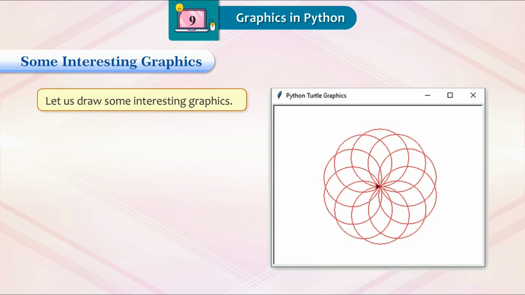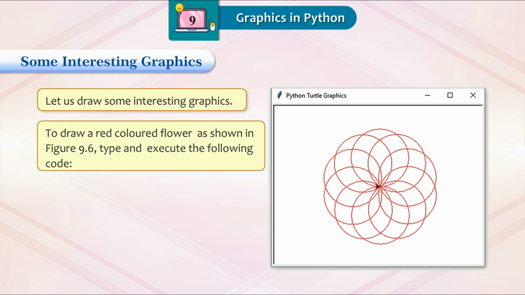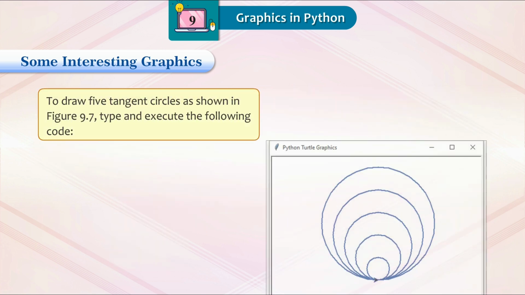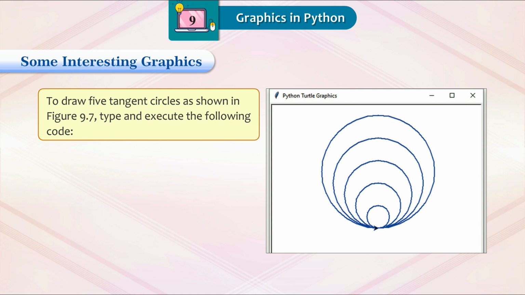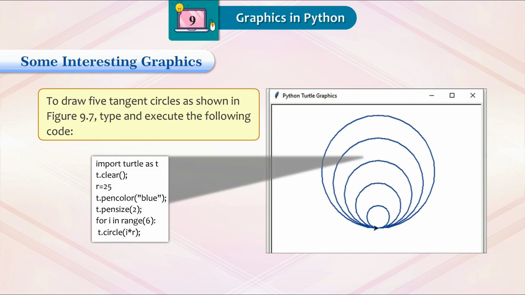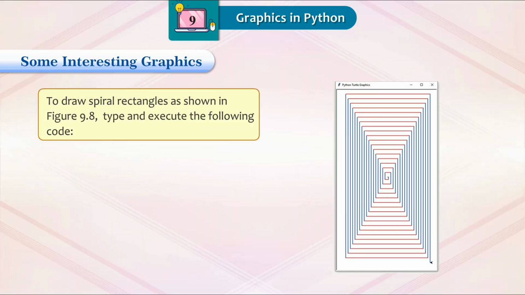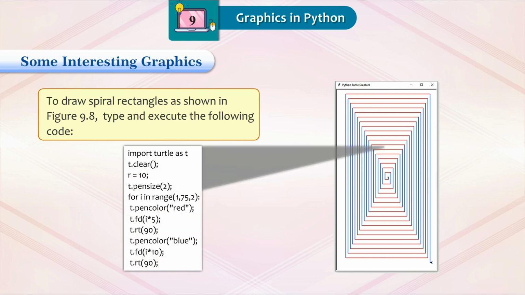Some interesting graphics. Let us draw some interesting graphics. To draw a red colored flower as shown in figure 9.6, type and execute the following code. To draw 5 tangent circles as shown in figure 9.7, type and execute the following code. Smart Connect. Tangent circles are the circles which meet each other at exactly one point only. To draw spiral rectangles as shown in figure 9.8, type and execute the following code.